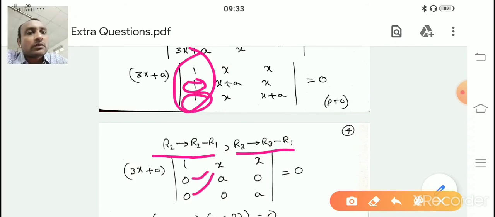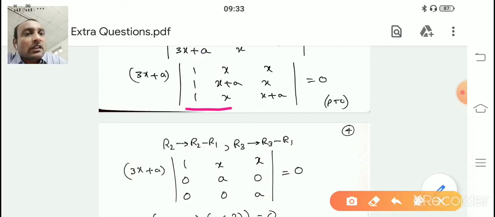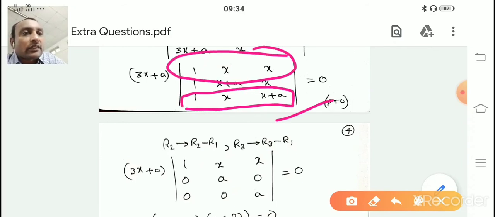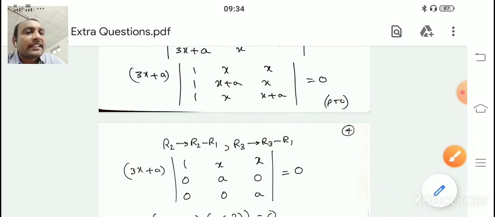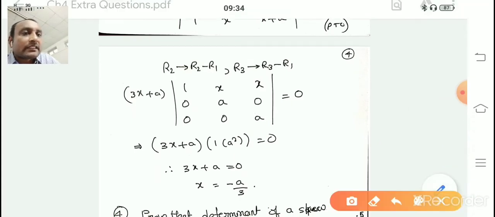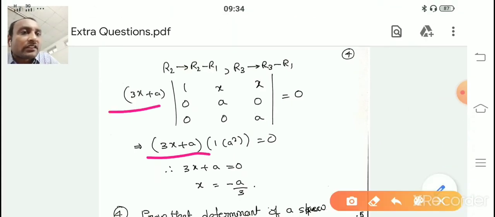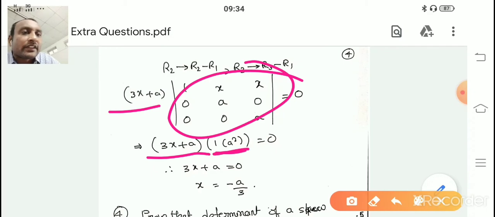So 0, 0, because 1 minus 1 is 0, x plus a minus x is a, x minus x is 0. Similarly, R3 becomes R3 minus R1. So 1 minus 1 is 0, x minus x is 0, x plus a minus x is a. Then immediately expand that, you get 3x plus a as the factor. If you expand this, a square will come.